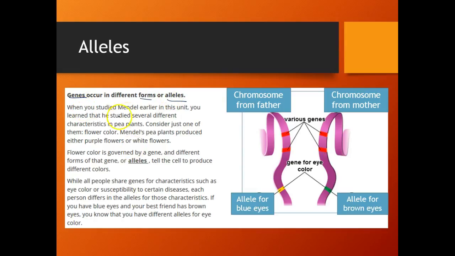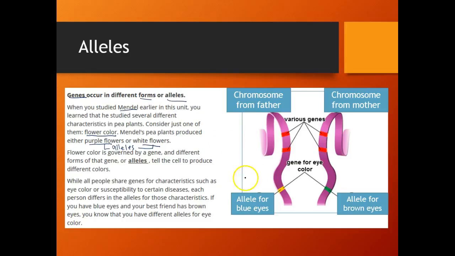So if you remember when we studied about Mendel, we talked about his pea plants. And one characteristic that he studied was flower color. Okay, so the gene, we could call it like the flower color gene, had two different versions. It had the purple flower version and it also had the white flower version. Okay, so these different versions right here are what we're going to call alleles. They are different versions of the flower color gene.